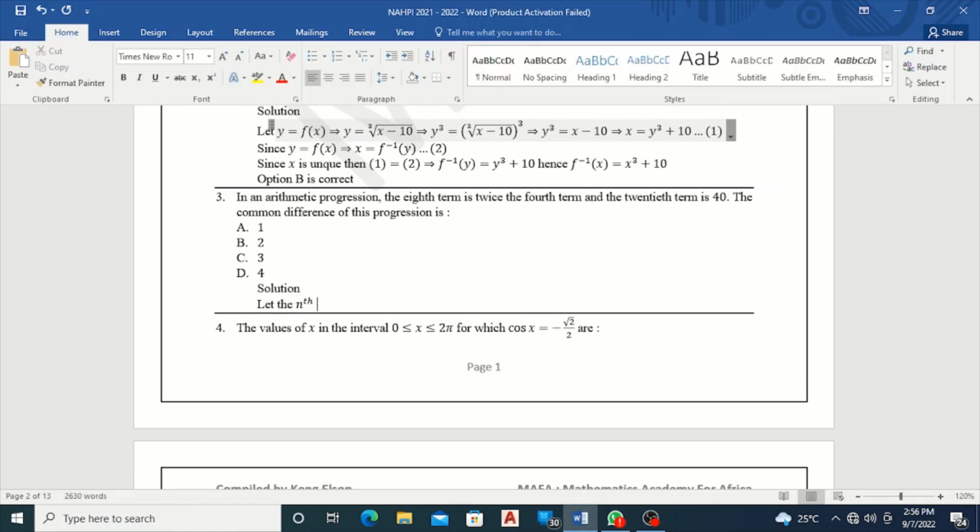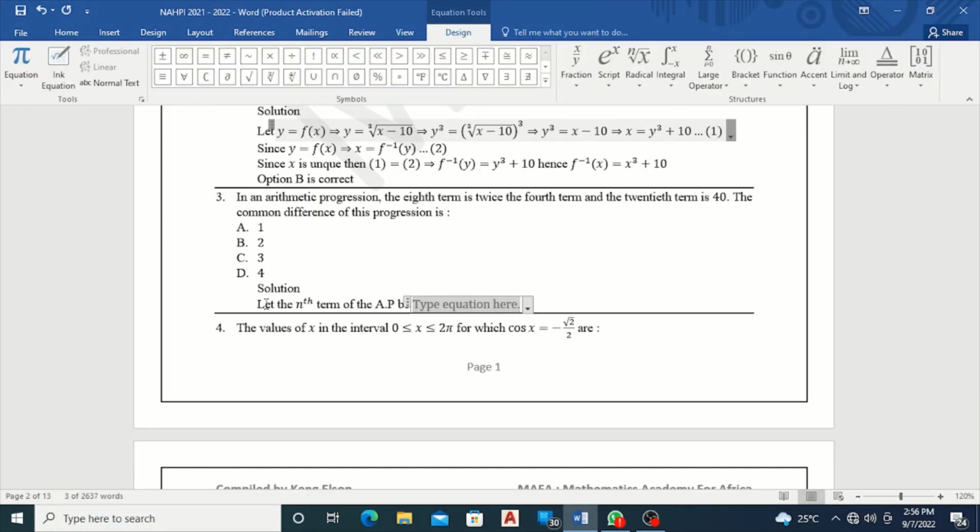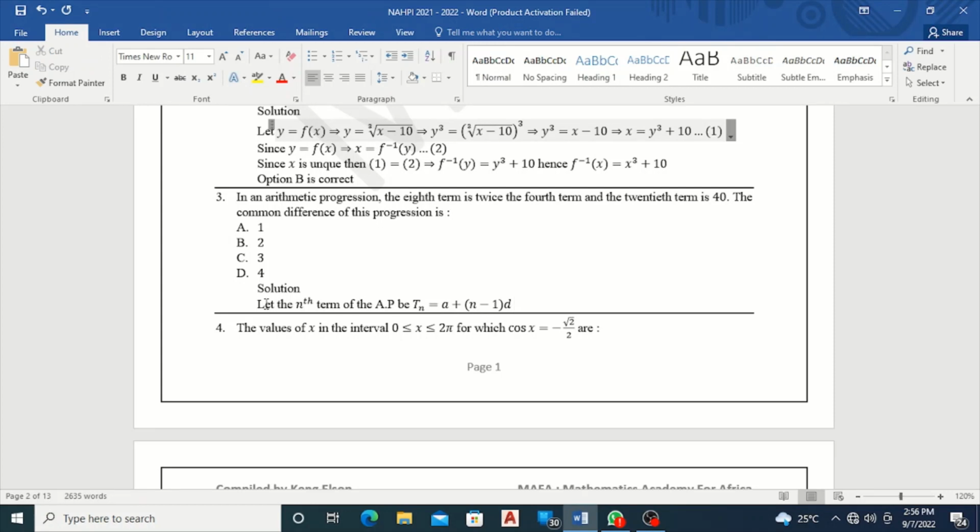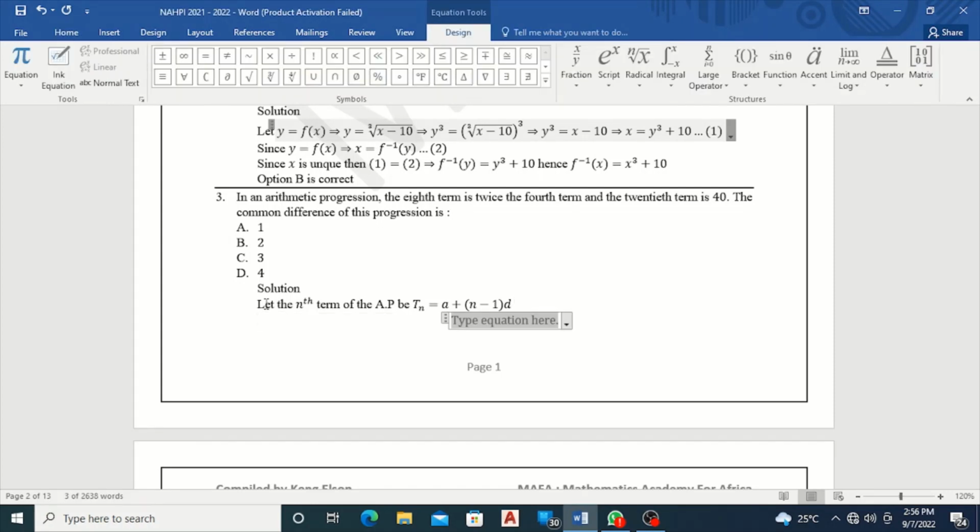So let the n-th term of the AP, because remember they say it's an arithmetic progression, let the n-th term be t of n equal to the first term plus n minus 1 times the common difference. Now what do we have? We have that the 8th term, t of 8, is equal to what? 2 times the 4th term, 2 times t of 4. What does it mean? Now let's look for t of 8.